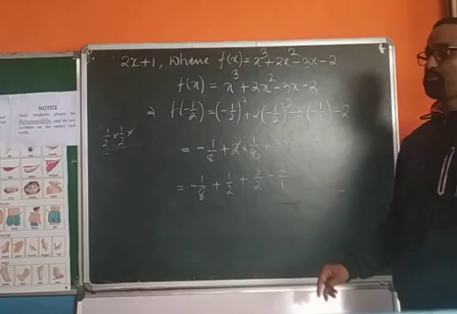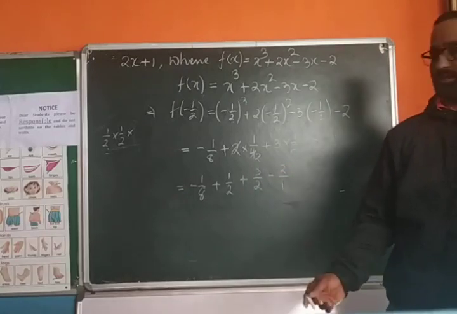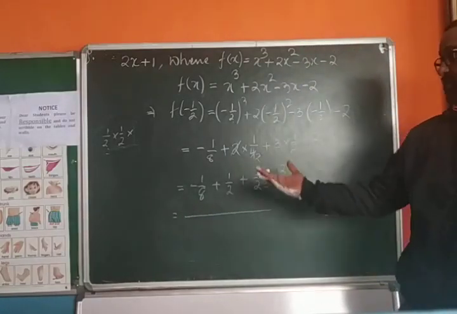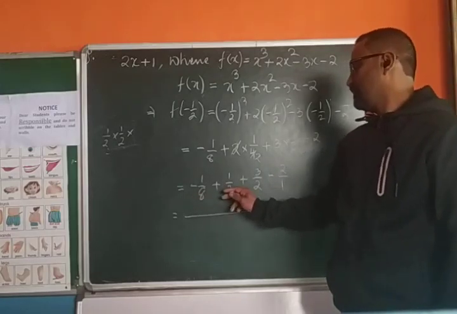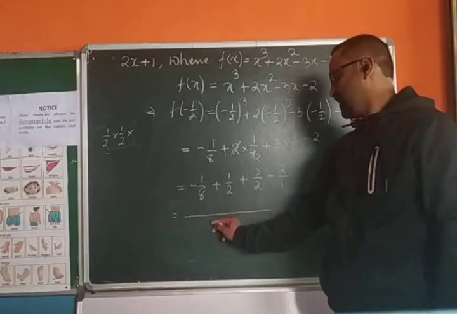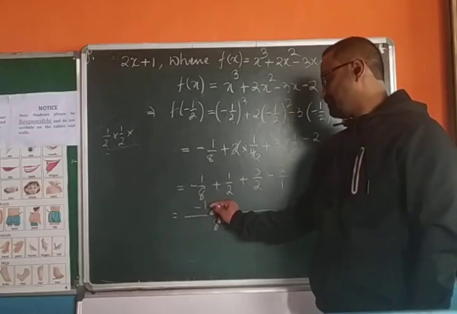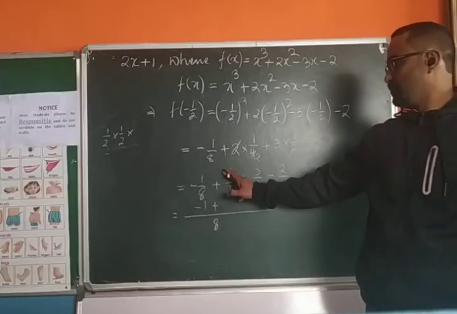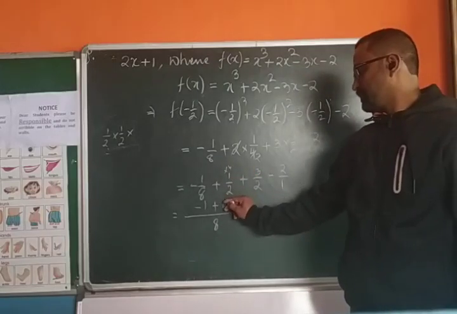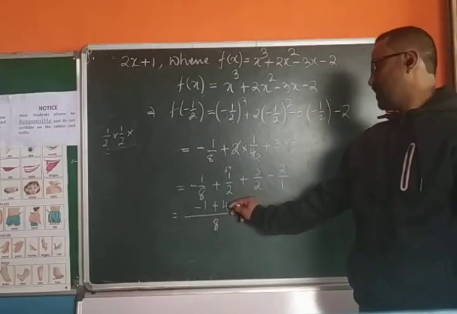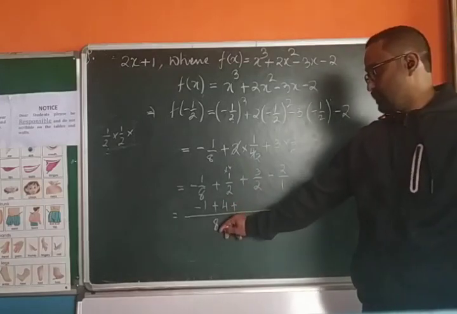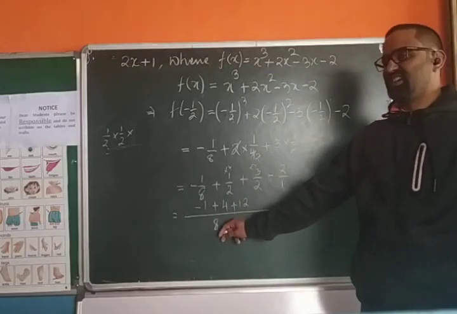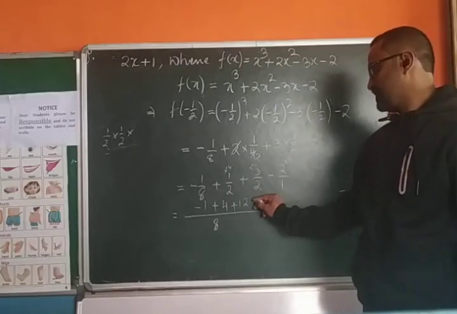Make it fraction, right? 2 by 1. Calculation will be much easier. Fractions, simplification by taking LCM. 2, 8, 2, 1, LCM is 8. Minus 1. Plus 2 divides LCM 4 times. 4 into 1 is 4. Plus again 2 divides 8, 4 times. 4 into 3 is 12. 1 divides 8, 8 times. 8 into 2 is 16.